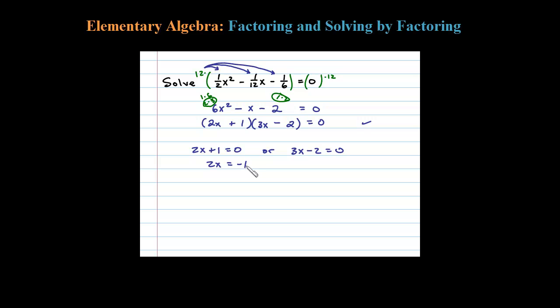So 2x equals negative 1, x equals negative 1/2. Okay, so for 3x, adding 2 to both sides, 3x equals 2. X equals, dividing by 3, 2/3. Okay, so my solutions here are negative 1/2 and 2/3.